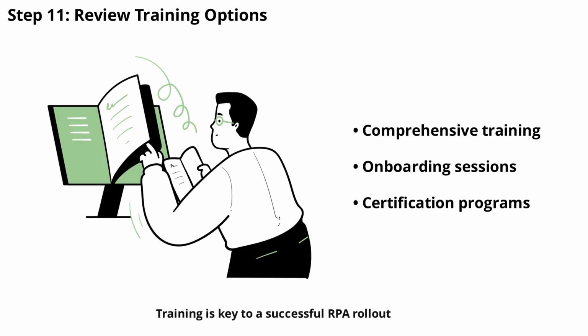Training is key to a successful RPA rollout. Check if the vendor provides comprehensive training materials, tutorials, and onboarding sessions. Some vendors offer online courses or certification programs to help your team get up to speed quickly. Well-trained staff can maximize the benefits of RPA and ensure smooth adoption across your organization.